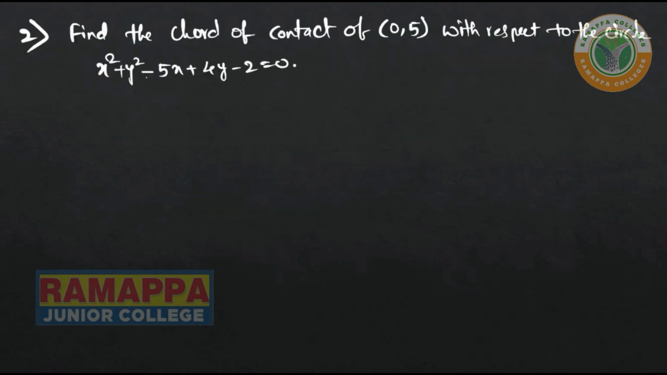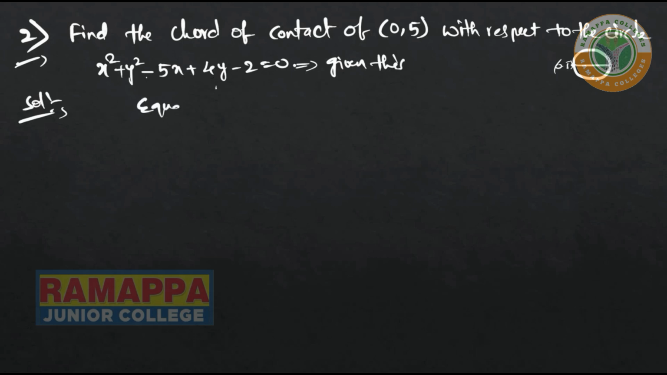Now move to the second question. The second question is: find the chord of contact of the point (0, 5) with respect to the circle x² + y² − 5x + 4y − 2 = 0. Solution: the equation of the circle is given, and the equation of the chord of contact to the circle is S1 = 0.